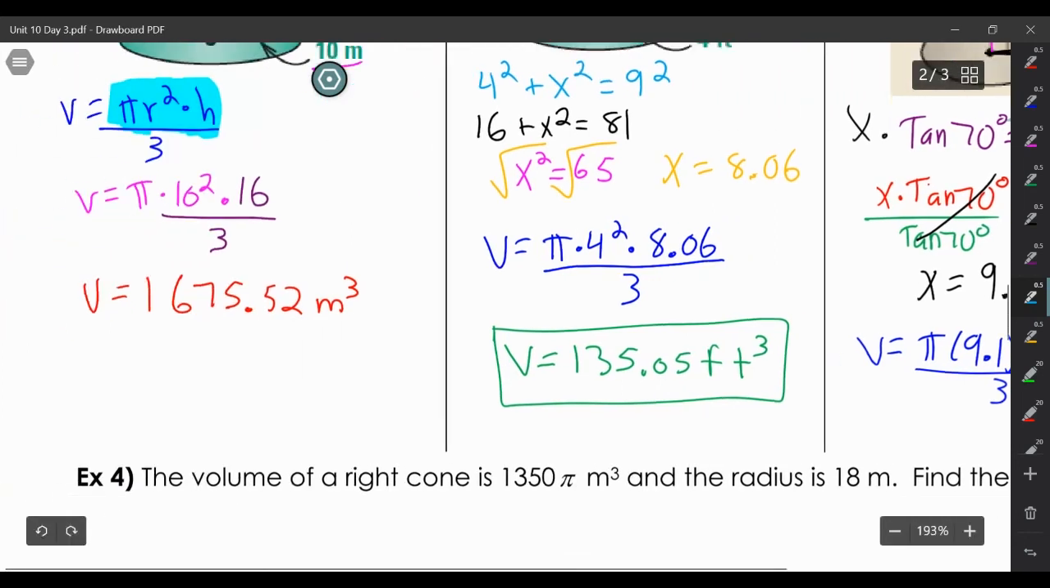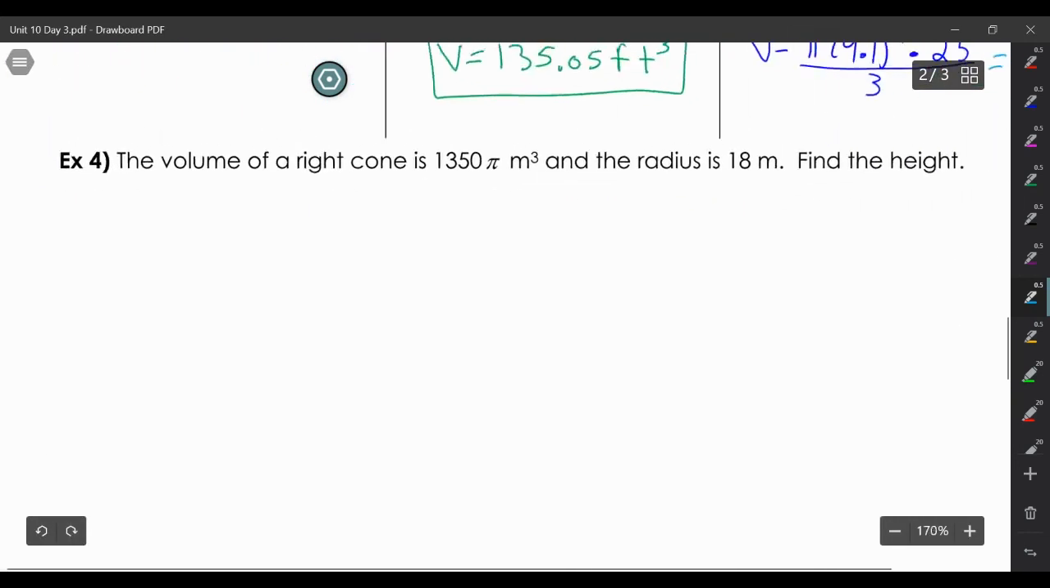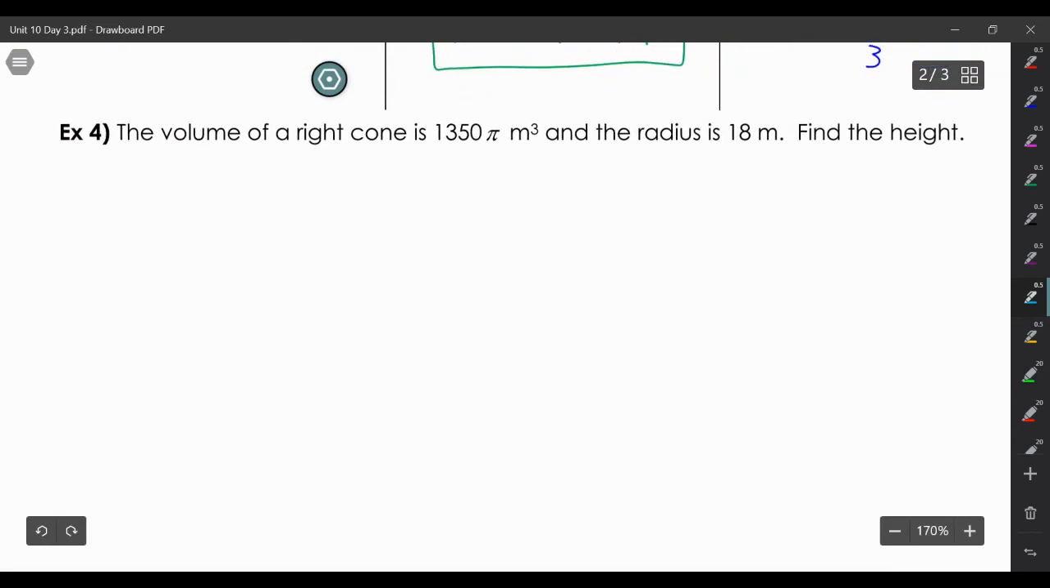All right, let's look at example number 4. The volume of the right cone is 1,350 pi cubic meters, and the radius is 18 meters. Find the height. So, just like that pyramid problem, we're given the volume and one other dimension. We now need to use that information to find the height of the cone. So volume equals pi r squared times the height over 3.